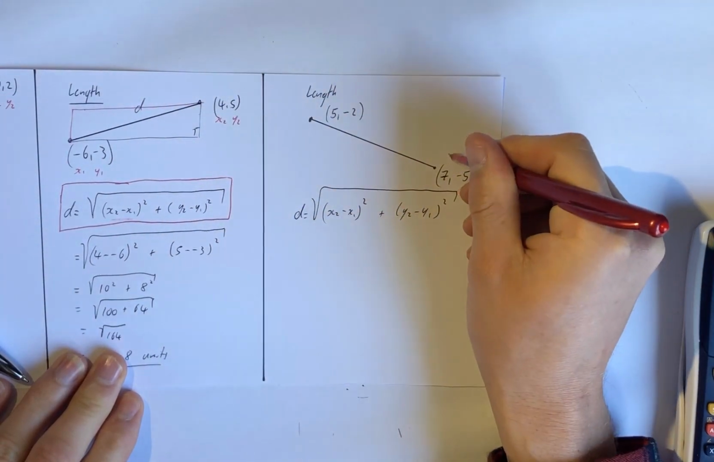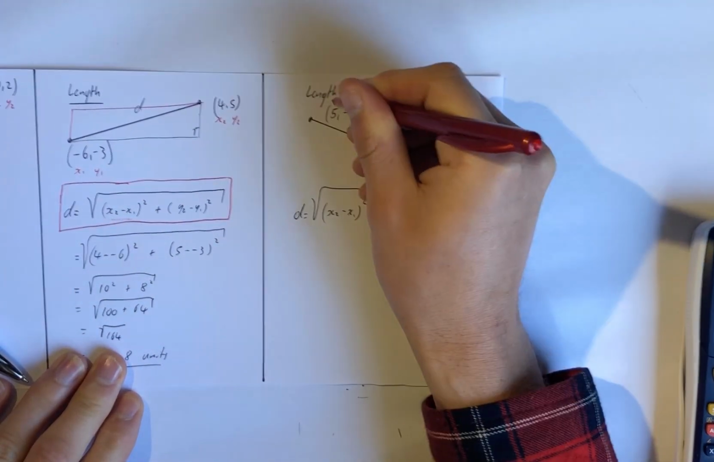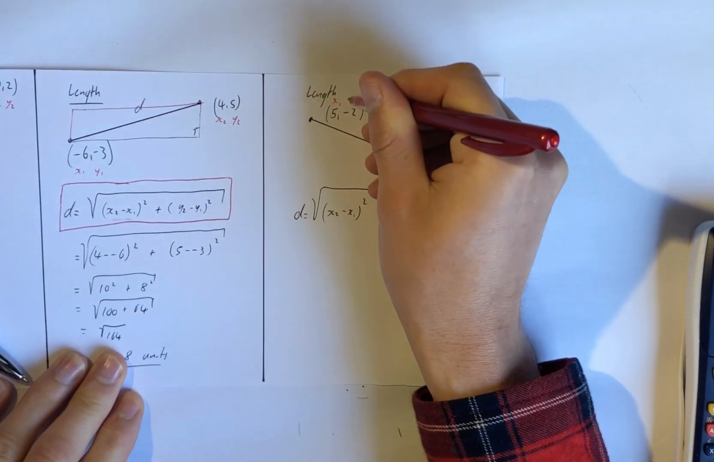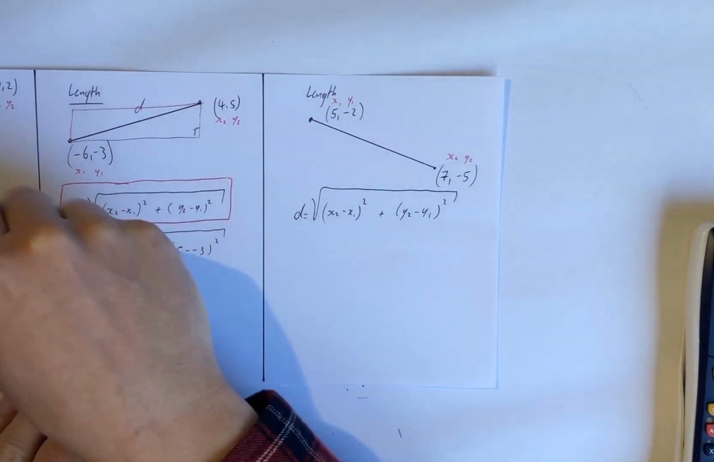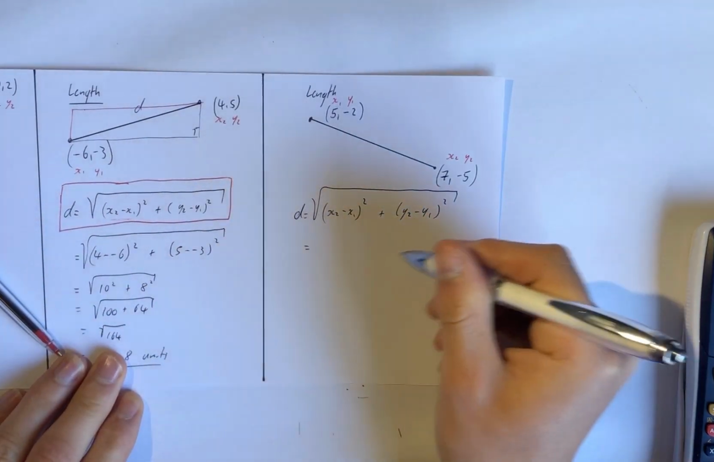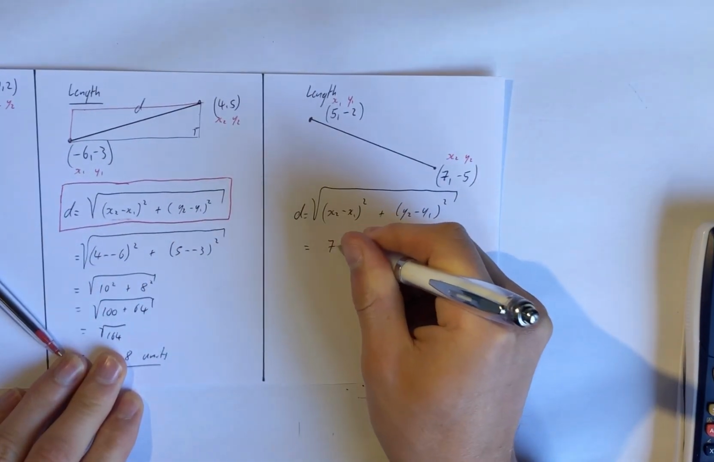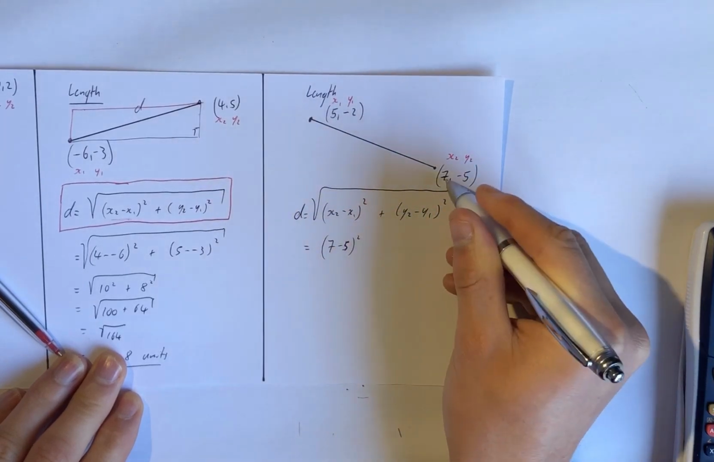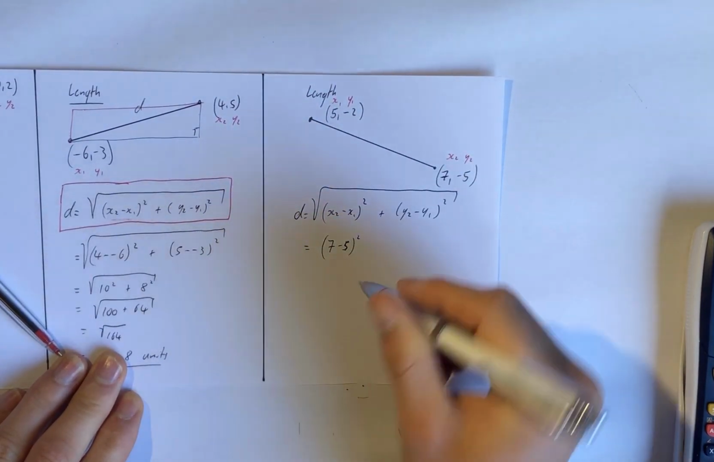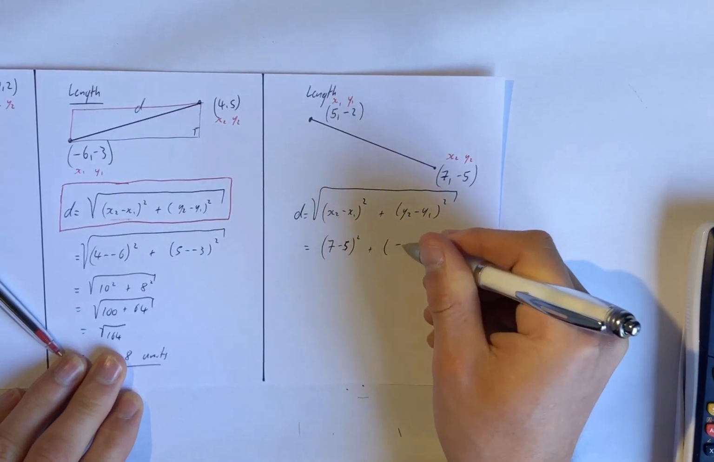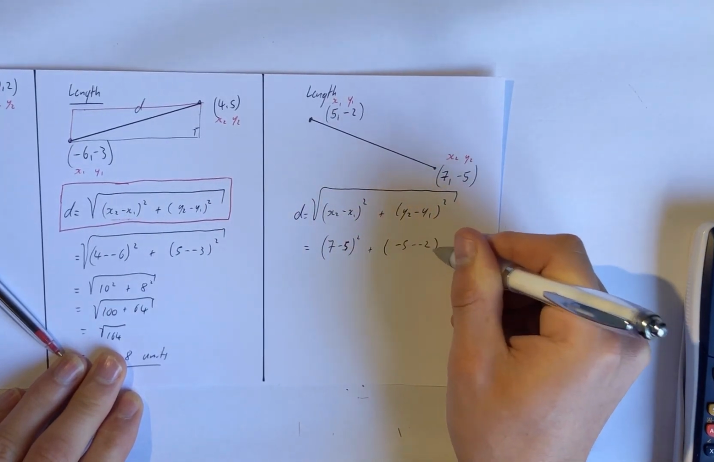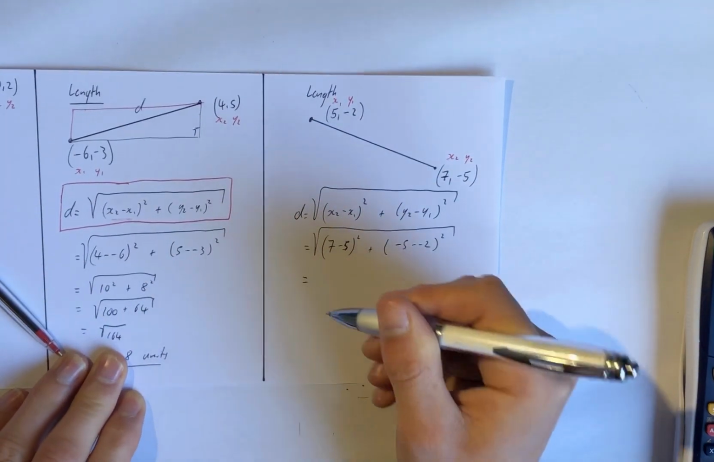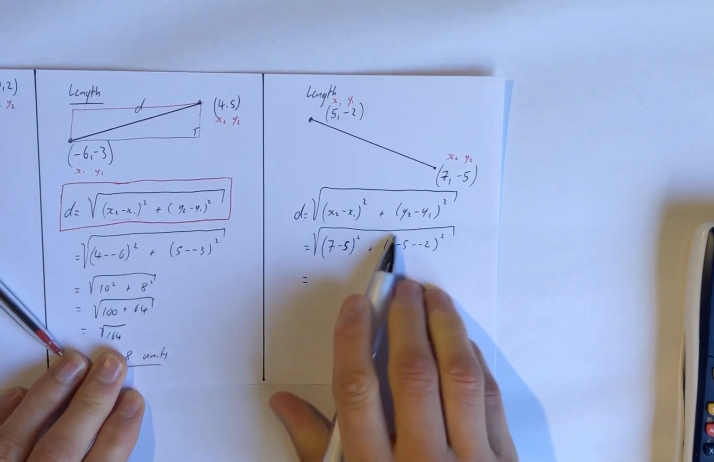Now my rightmost point gets the 2's, and if I was going left to right like I was reading a book, these would be the first points I hit, so they get 1's. So let's chuck those numbers in. 7 minus 5 all squared, plus negative 5, take away negative 2, all squared, and this is all square rooted. So this is where you might make a mistake.